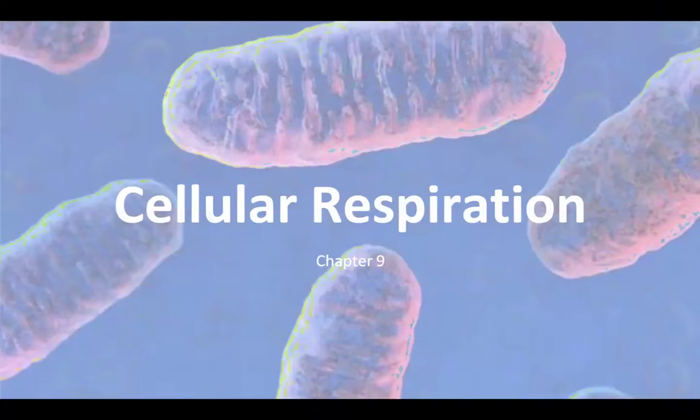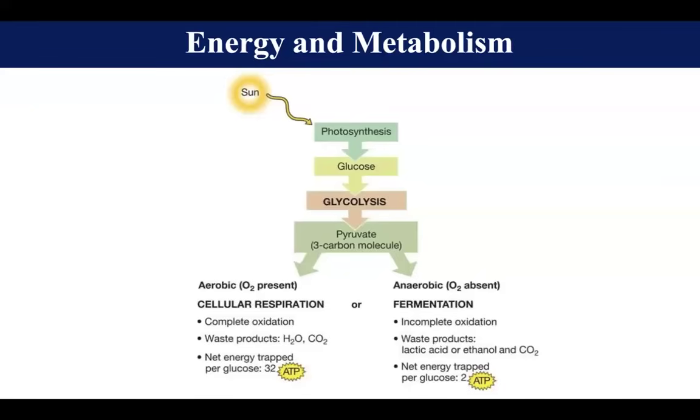So now we're looking at cellular respiration, chapter 9. You have two types: aerobic respiration and anaerobic respiration. Aerobic respiration is through the presence of oxygen. Anaerobic respiration, also known as fermentation, does not have oxygen.